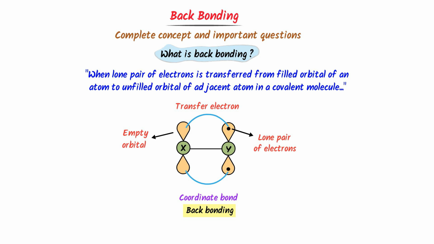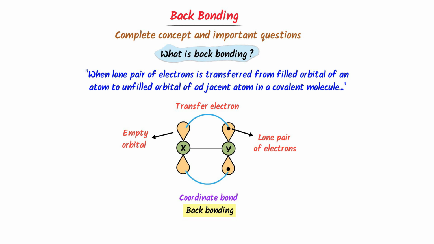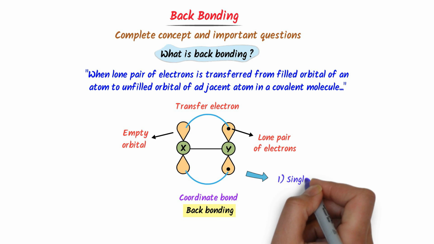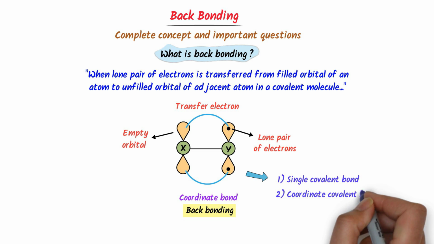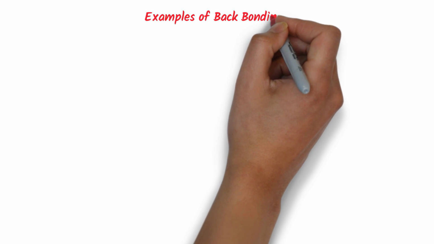Let me repeat it. When a lone pair of electrons is transferred from a filled orbital of an atom to an unfilled orbital of an adjacent atom, an equivalent molecule is called back bonding. Also note it down that this covalent molecule has two chemical bonds, a single covalent bond and a coordinate covalent bond. Thus remember that back bonding is formed when a lone pair of electrons is transferred to an unfilled orbital like in X and Y atoms. Now we will learn some examples of back bonding.